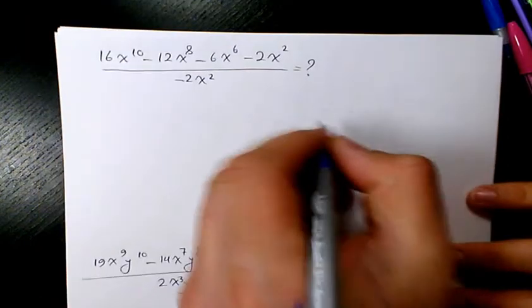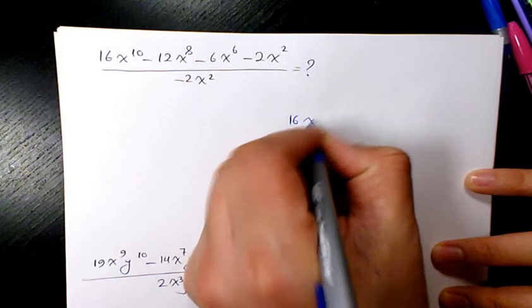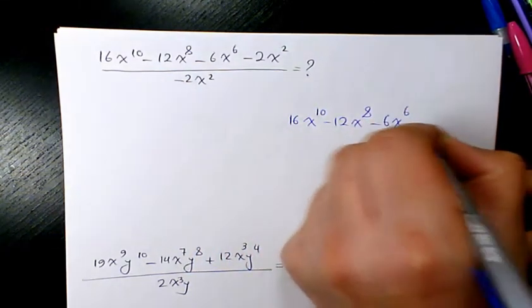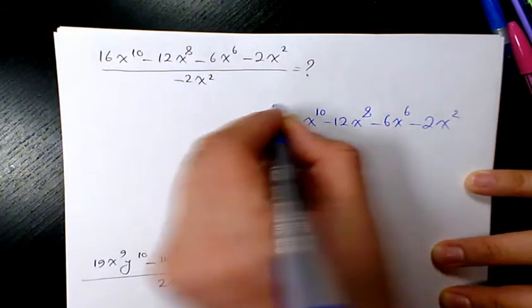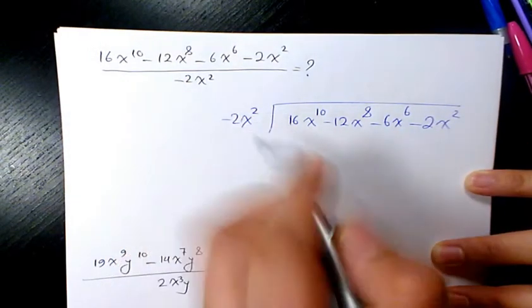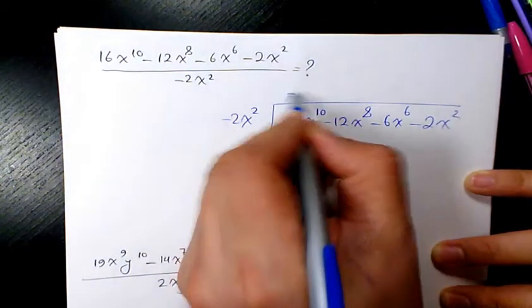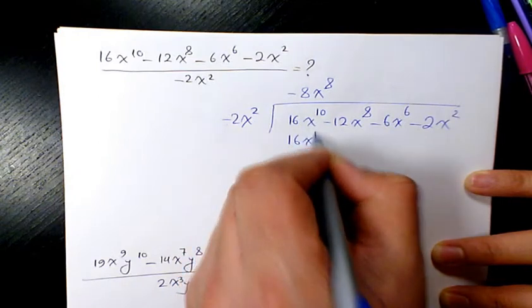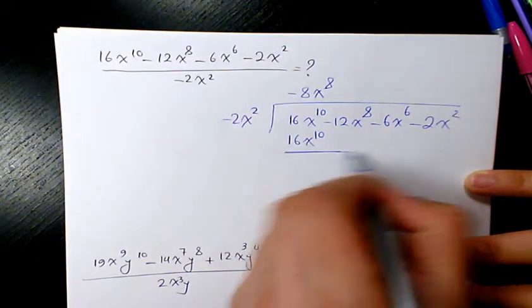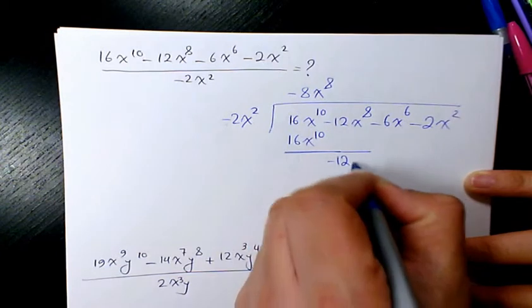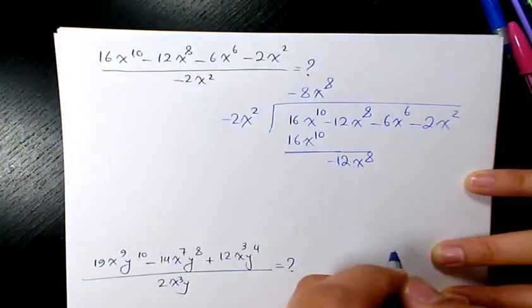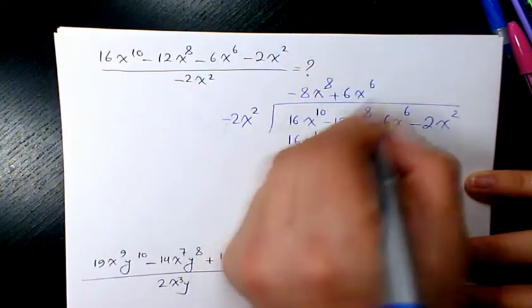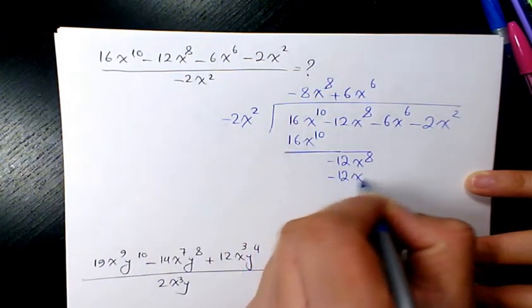Next example, we have 16x to the power of 10 minus 12x to the power of 8 minus 6x to the power of 6 minus 2x squared divided by negative 2x squared. Now this divided by this one is going to be negative 8x to the power of 8. When you multiply it, it's going to be 16x to the power of 10. Subtract it, it's going to be 0. You bring the next number down, negative 12x to the power of 8 divided by negative 2x squared will be positive 6x to the power of 6. When you multiply it, it's going to be negative 12x to the power of 8.